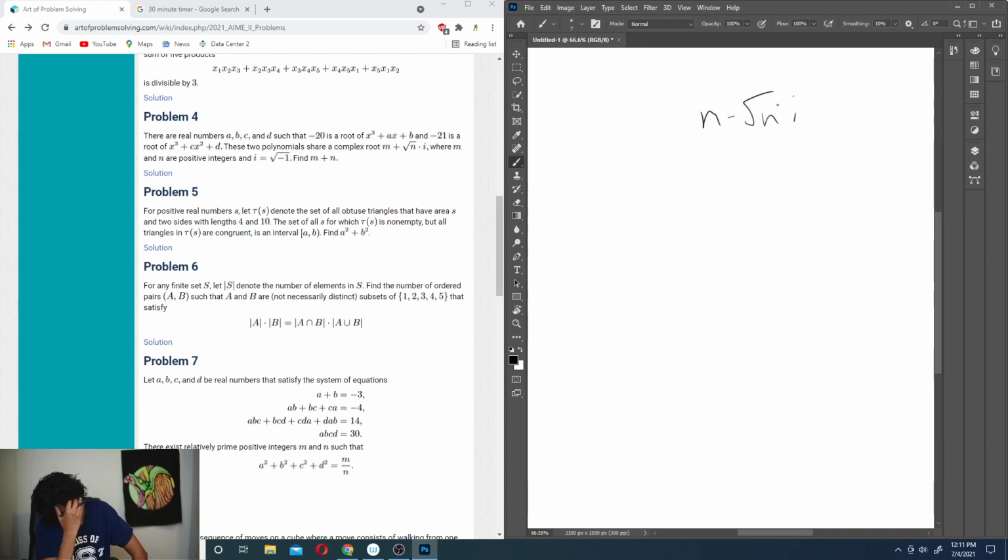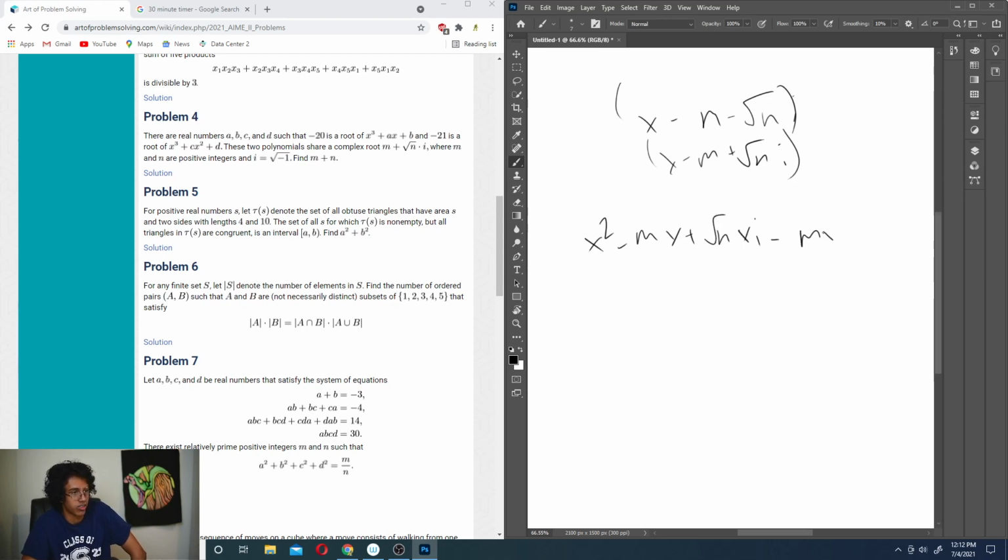So essentially, let us see. If we have x minus m minus root n i and x minus m plus root n i, and you multiply them together, what do we get? That is the question. Let us try it out. Oh god, I hate FOIL. So x squared minus mx plus root n xi minus mx plus m squared minus m root n i minus root n i x plus root n m i minus n i squared.